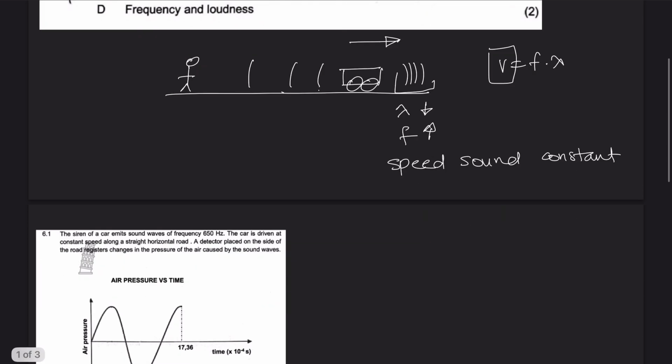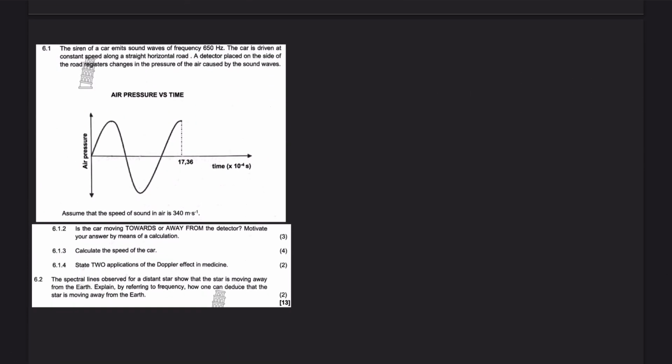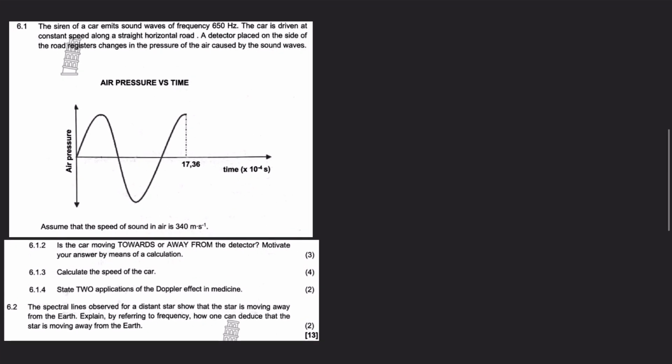Okay? Let's move on. Question 6.1. The siren of a car emits sound waves of frequency 650 Hertz. So let's just write that down. The frequency of the source is 650 Hertz. The car is driven at a constant speed along a horizontal road. A detector placed on the side of the road registers changes in the pressure of the air caused by the sound waves. Assume that the speed of sound in air is 340 meters per second. So v equals 340 meters per second.